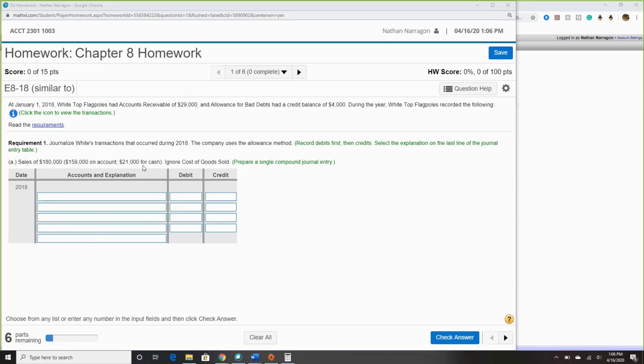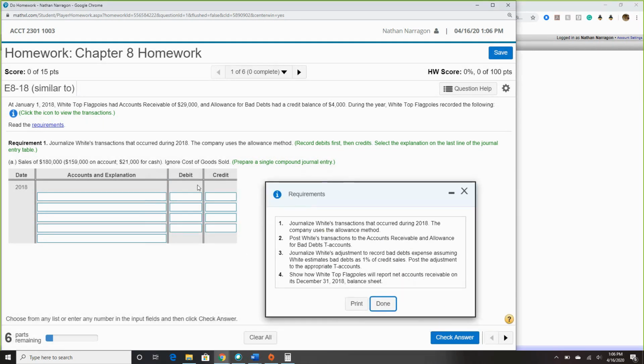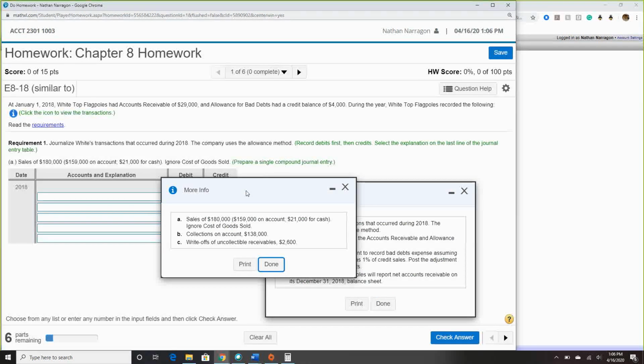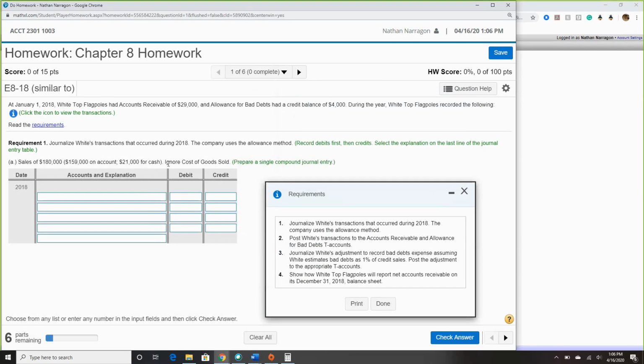And of course, we have the requirements. So we can click here, and then the information also right here. But it's going to give us this through these requirements. So, requirement number 1, we need to record the sales transaction that ends up happening. We're going to ignore cost of goods sold for this one, and we're going to go ahead and record the sales.